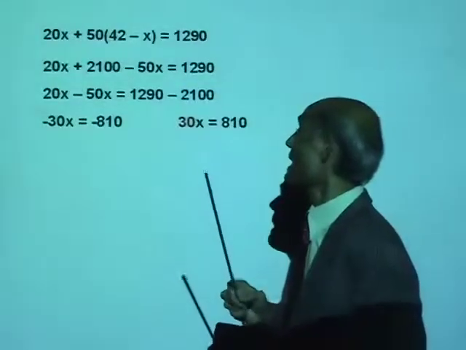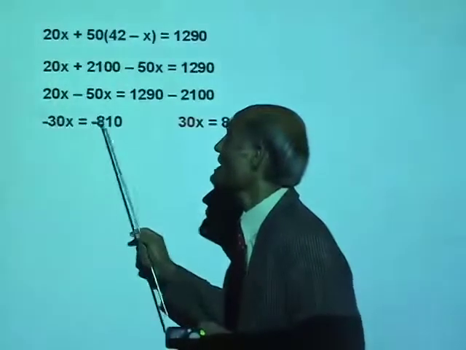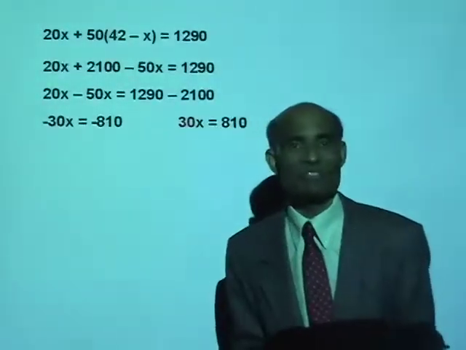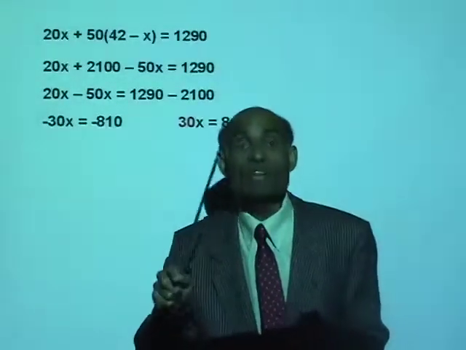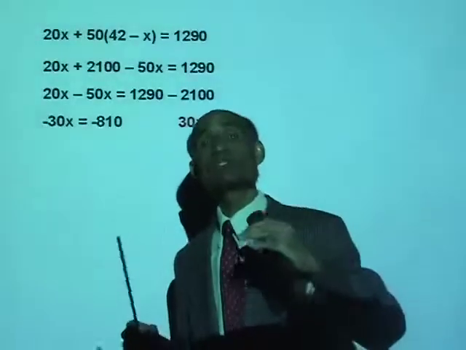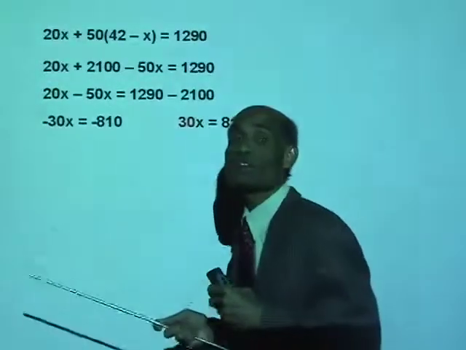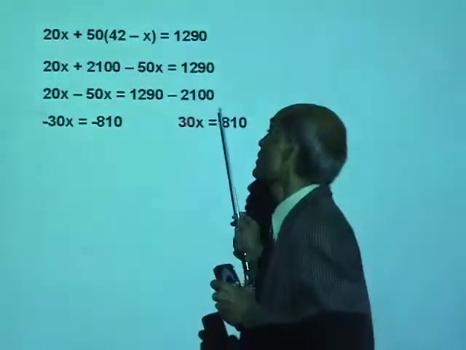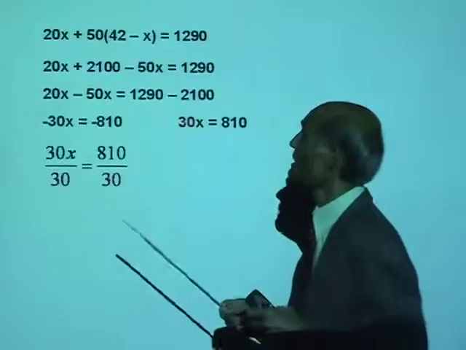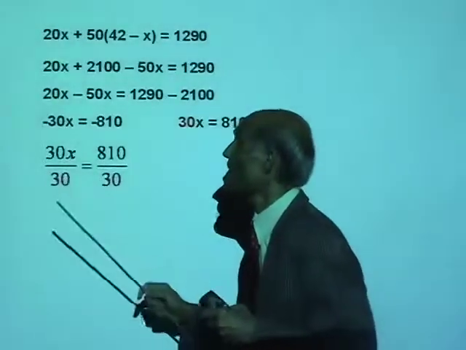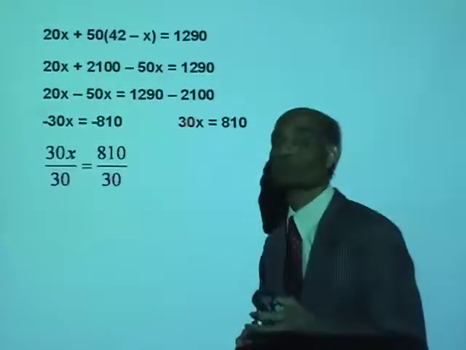Divide both sides by a negative 1, or since both sides are negative, you can make them both positive. Is that right? You can do that, because if negative X equals negative 20, then X equals 20. If negative 30X equals negative 810, then positive 30X equals 810. Alright? So now divide both sides by 30. 30X divided by 30 equals 810 divided by 30.